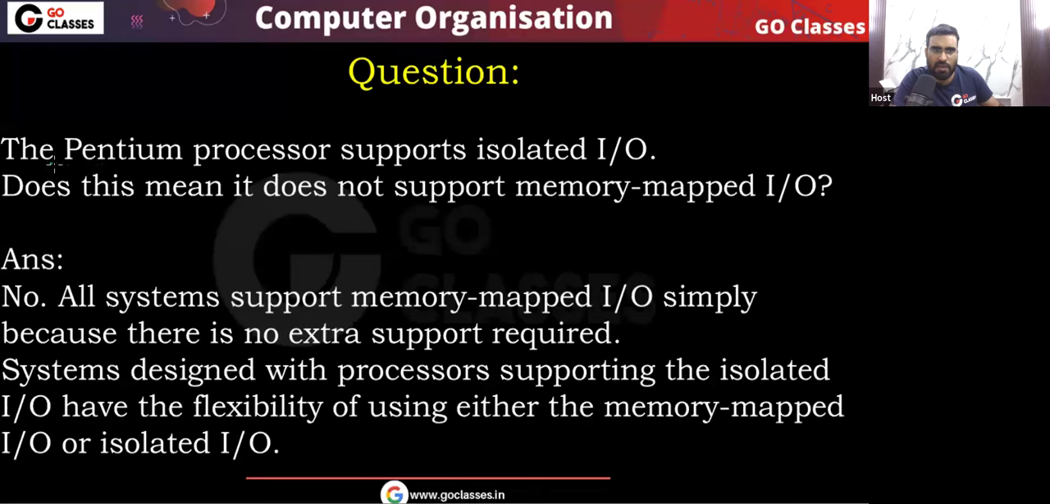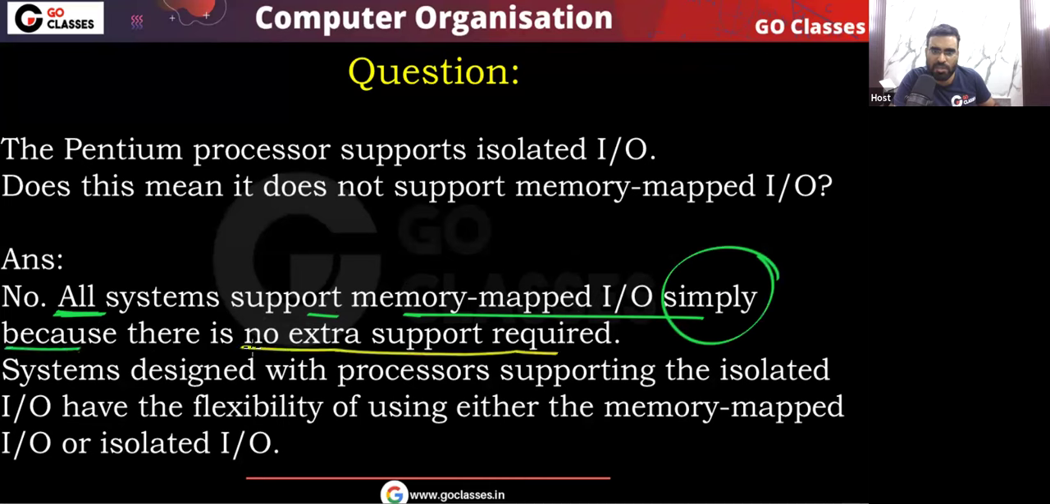So finally, if the Pentium processor is using IO mapped IO, does it mean it does not support memory mapped IO? The answer is no. All systems support memory mapped IO, simply because no extra support is required. You don't need extra hardware, extra decoder, extra control signal, or any extra instruction. That is the reason all systems inherently support memory mapped IO. Now it is your choice which you want to use.